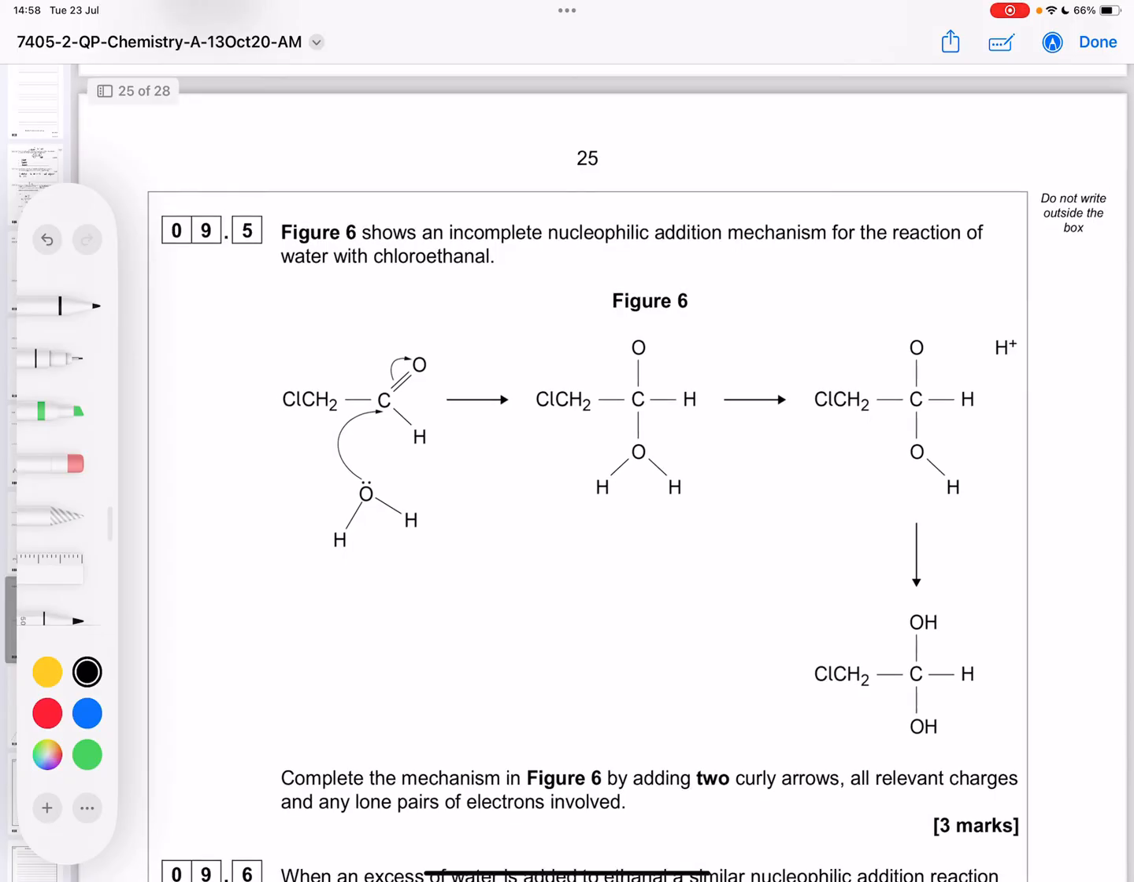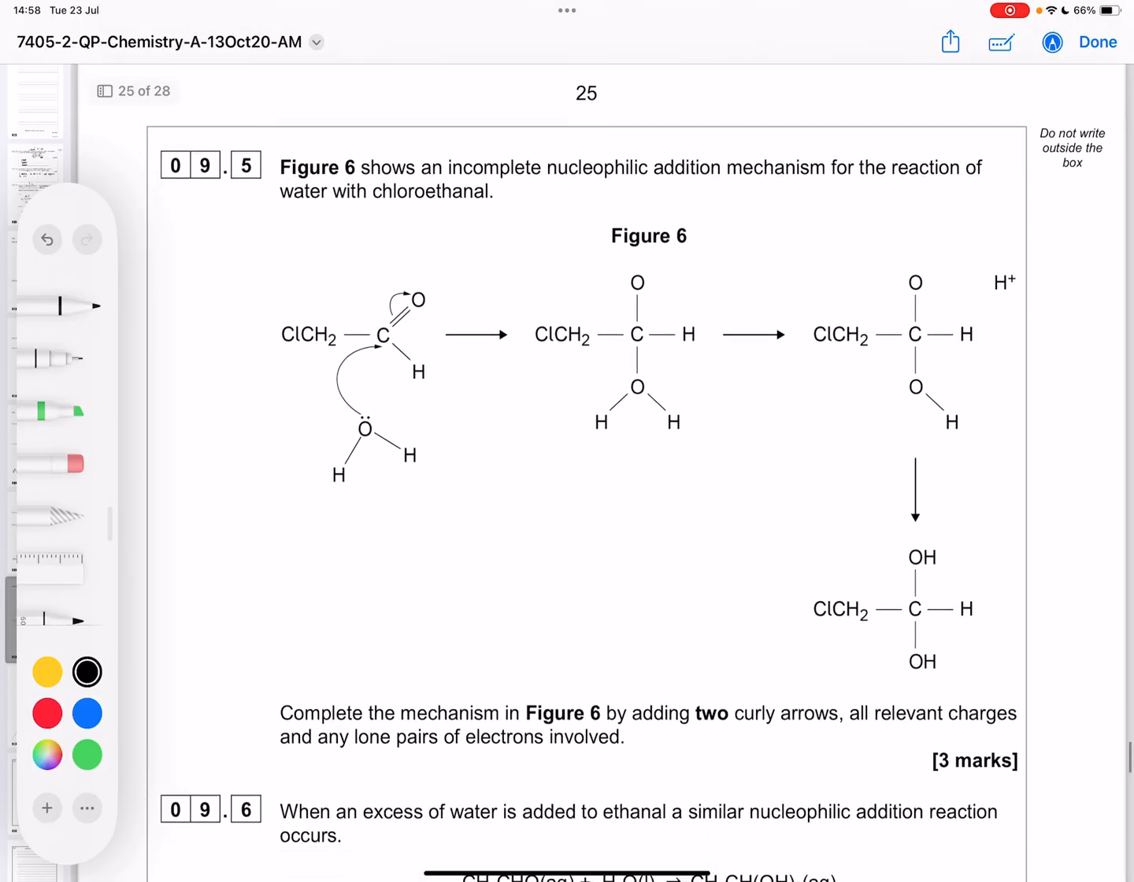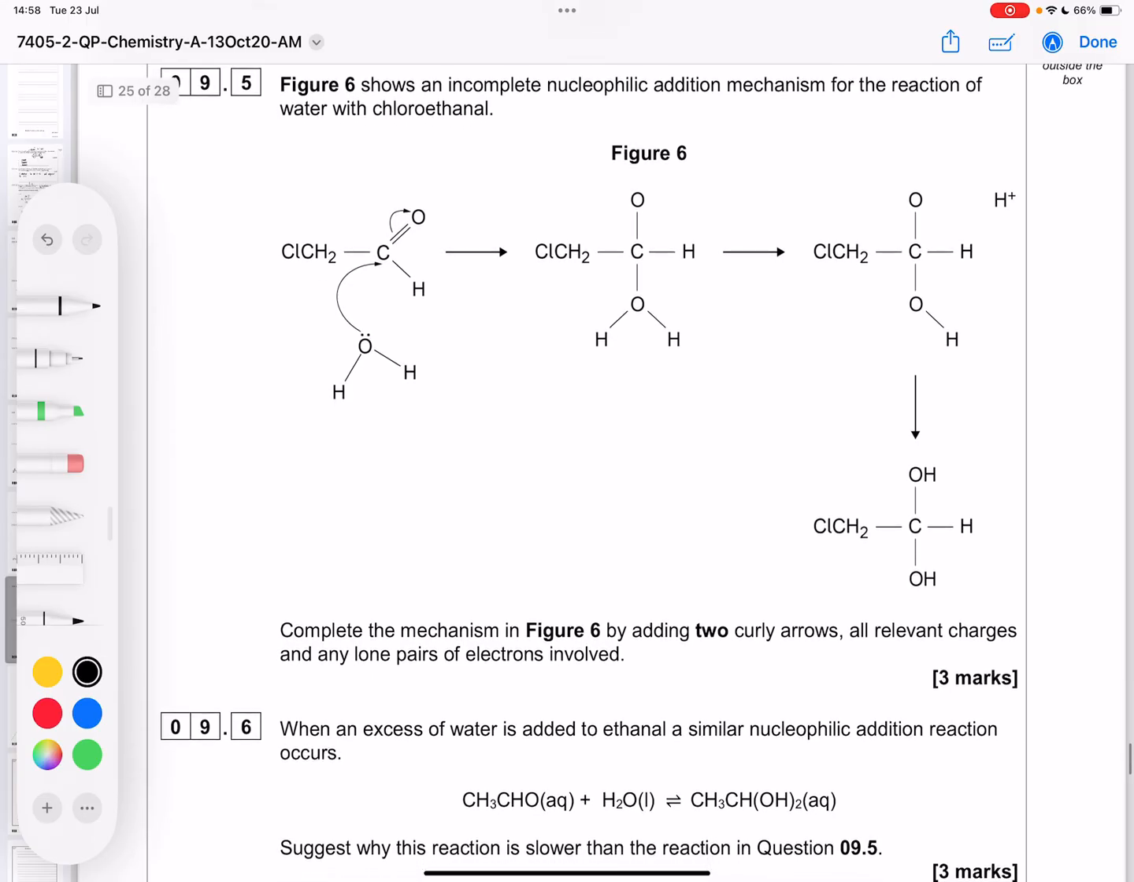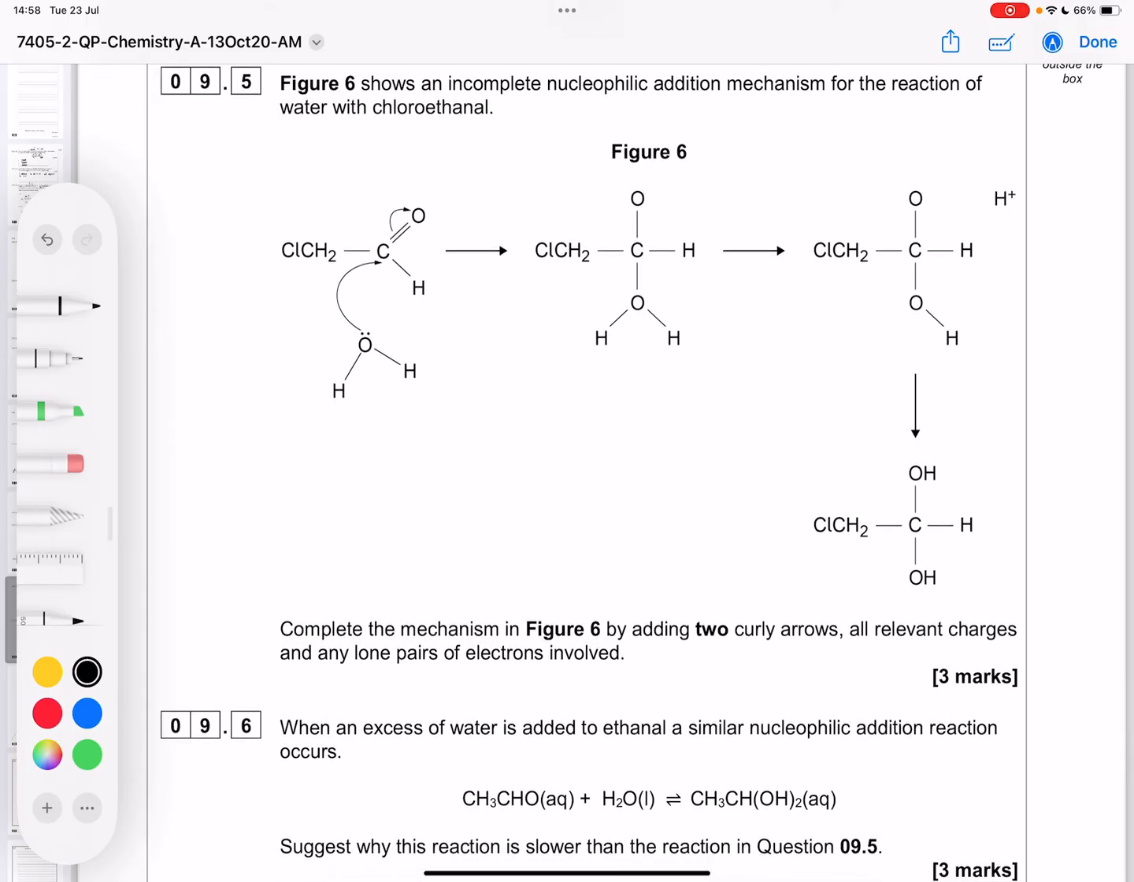Figure 6 shows an incomplete nucleophilic addition mechanism for the reaction of water with chloroethanol. Complete the mechanism by adding 2 curly arrows and all relevant charges and lone pairs. So at this point we've added on the water, it's lost electrons to form the bond, so it's become positive. When we broke the double bond and moved the electrons onto the oxygen, it became negative, and we put a pair of electrons on there.